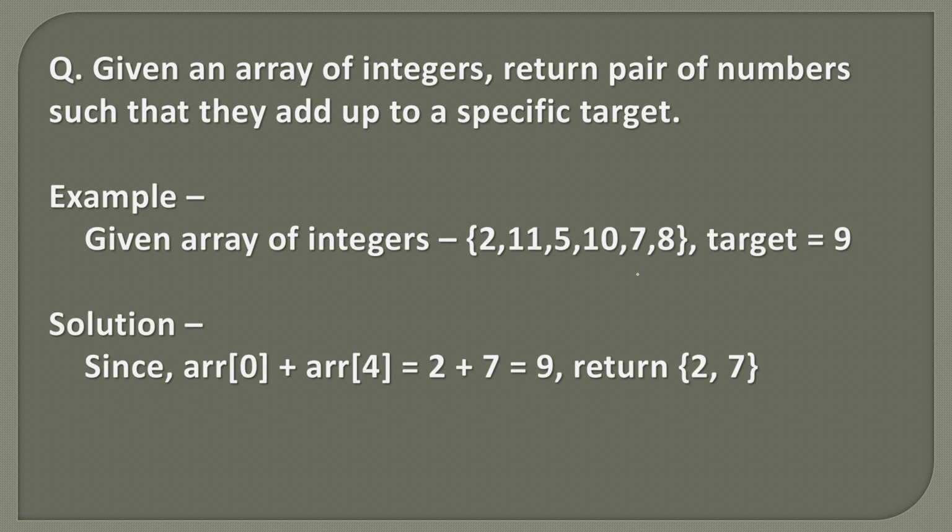So in this problem we have to write a function where this array and this target will be given and we want to return a pair of numbers such that they add up to a specific target, which is 9. So here if you see, 2 plus 7 will give the value 9, which is equal to our target. So we need to simply return 2 and 7 in the form of an integer array. So let's move ahead and see the demonstration of this algorithm step by step.